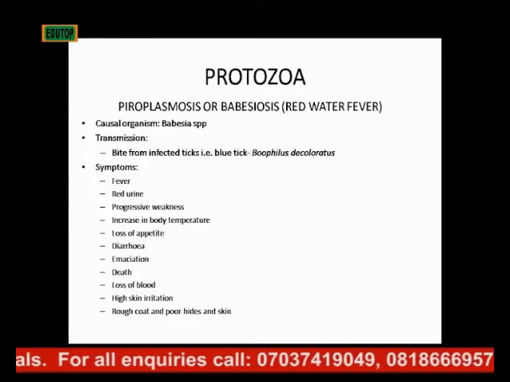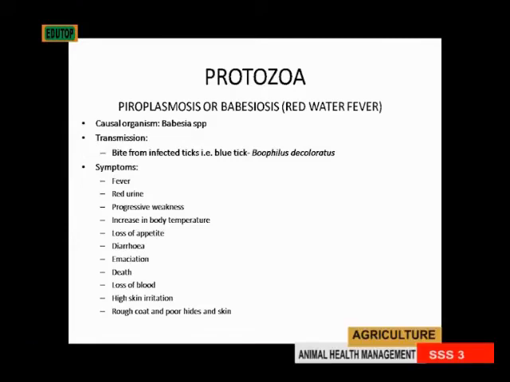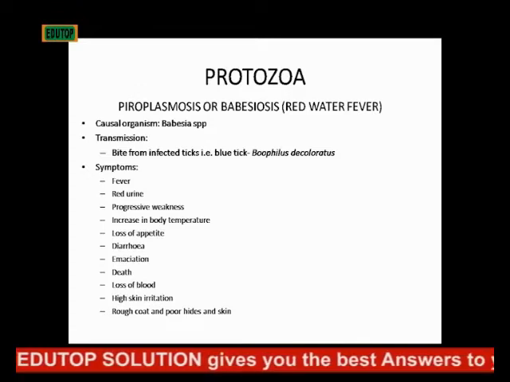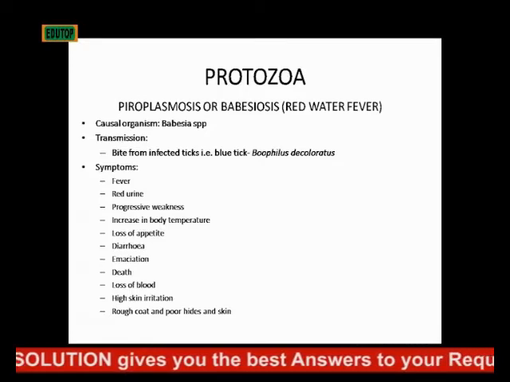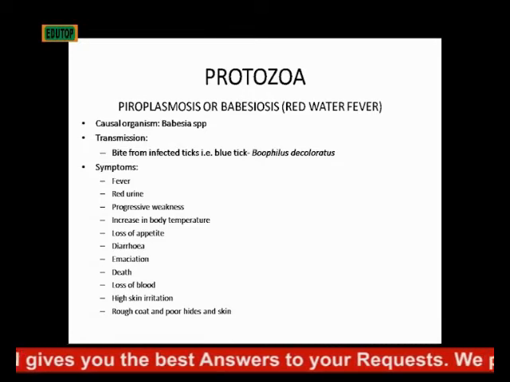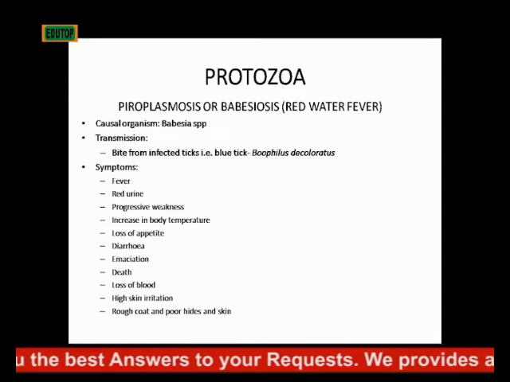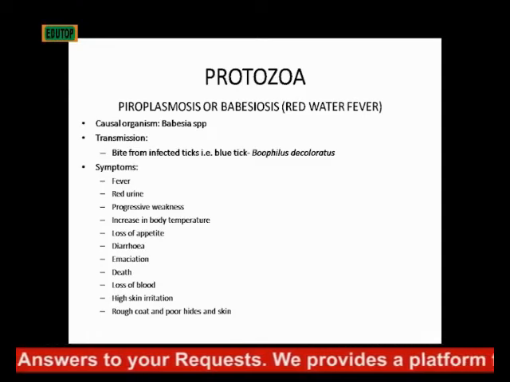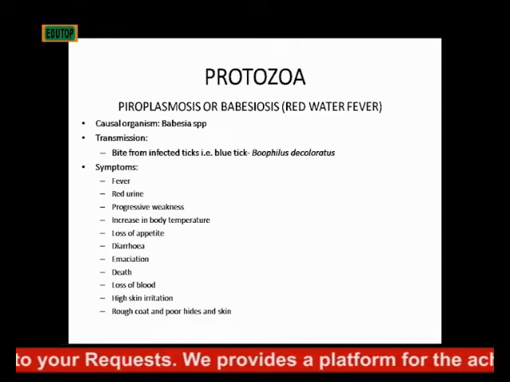The symptoms, first is fever, the next is red urine. That's why it's called red water fever. Red urine, you observe that the color of the urine is reddish. Then there is a progressive weakness. The animal keeps becoming weaker and weaker by the day. The body temperature increases. The animal loses its appetite. There is diarrhea, stooling, vomiting. There is emaciation. It might lead to death. It might lead to loss of blood.